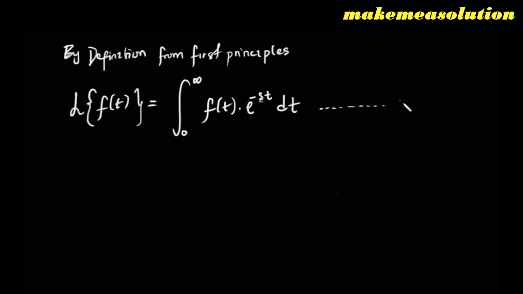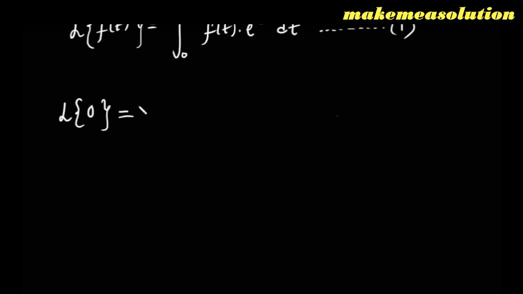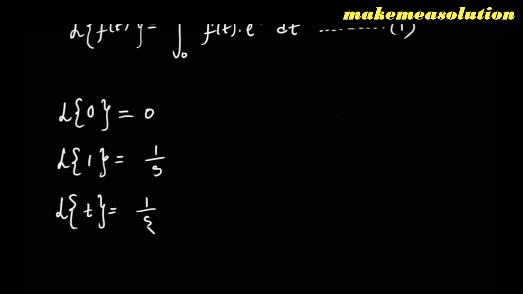This is the key to the Laplace transforms, and from this particular definition we came up with a couple of Laplace transforms for some functions. For instance, let's say the Laplace transform of 0. I'll start with some basic functions that you should know. The Laplace transform of 0 gives you 0. The Laplace transform of 1 gives you 1 over s. Okay, you should remember this. The Laplace transform of t itself gives you 1 over s squared.